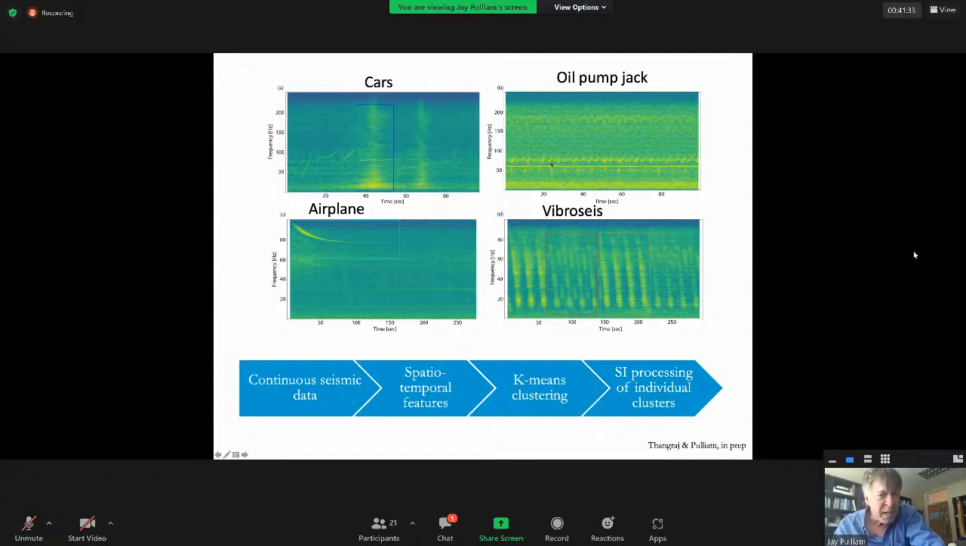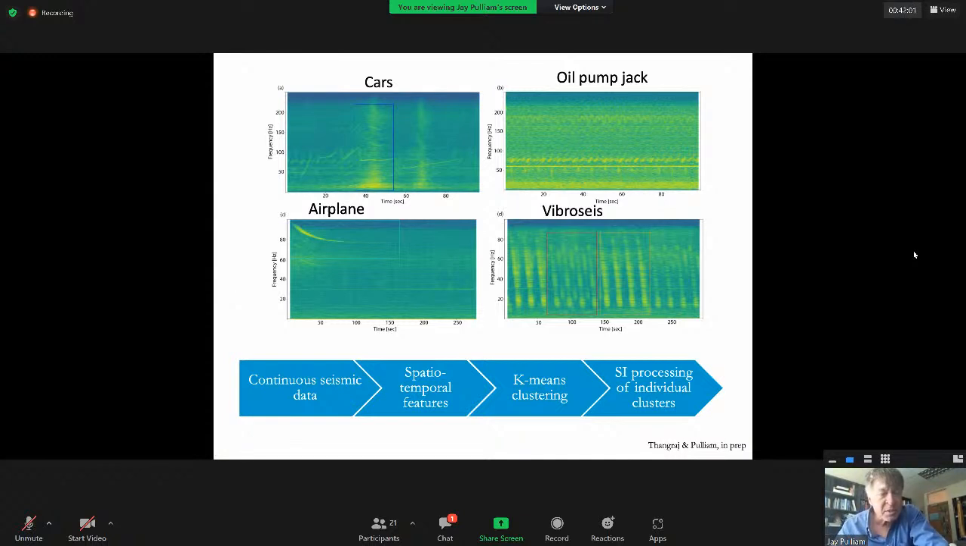But here's a pump jack. You can see a very regular signature. Here's an airplane. It's a Doppler effect. This is fairly close to 2 airports, the Lubbock Airport and the Abilene Airport. And then here's vibroseis sweeps. The vibroseis, of course, would be good, but the rest of these things are not particularly good sources and play no particular role in this processing.